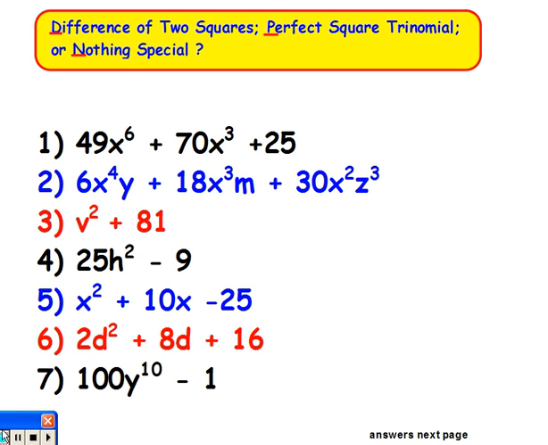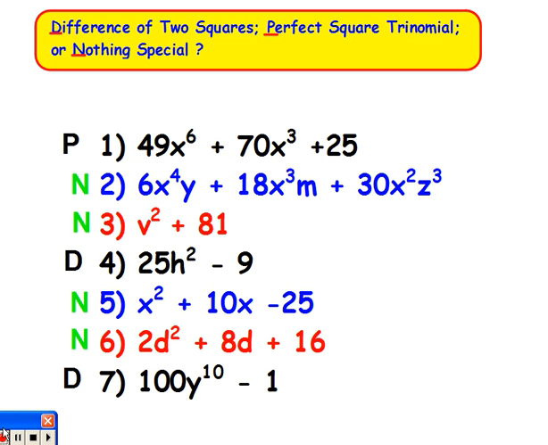Okay, so for these 7 polynomials, you want to determine, is it a difference of 2 squares? You can write a d next to it. Or perfect square trinomial, write a p. Or if it's nothing special, just write n. Press pause and come back.